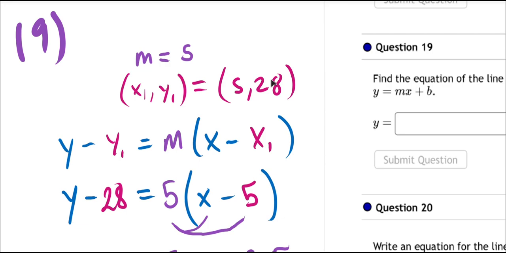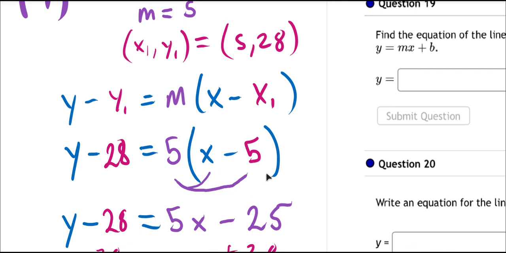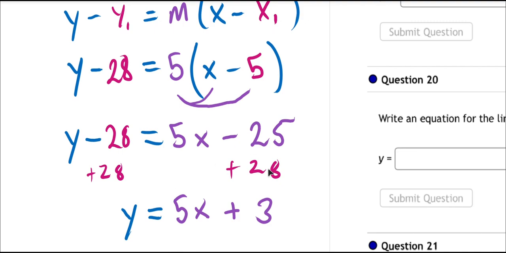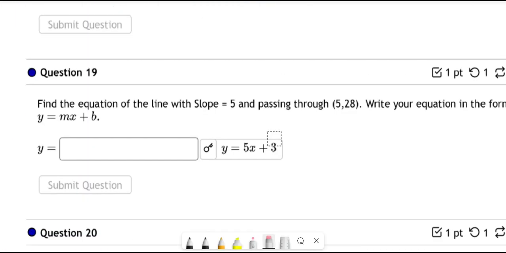Plugging in our 5 and 28 for x and y, respectively, we distribute the 5 against both terms, and then solving for y means adding 28 to both sides. Once we do that, we wind up with a positive 3 here and a 5 for our slope. So our slope-intercept form is y equals 5x plus 3 as such.